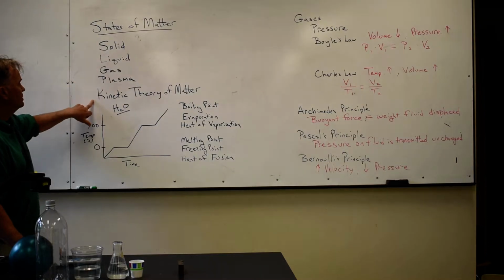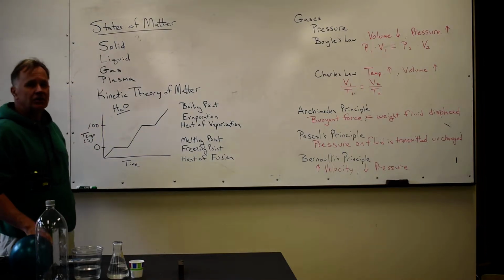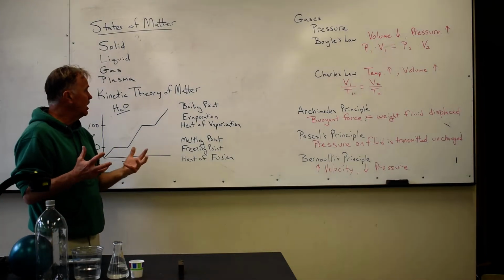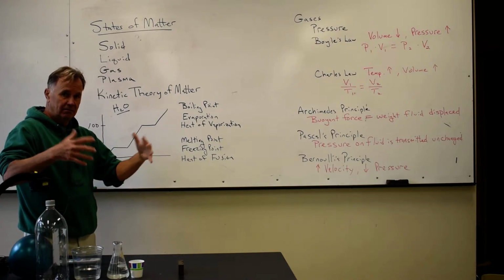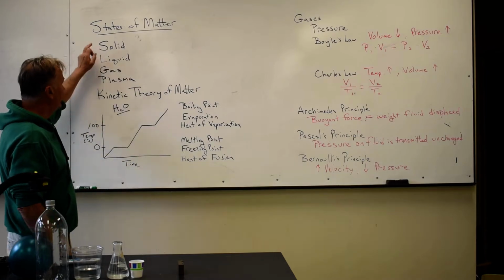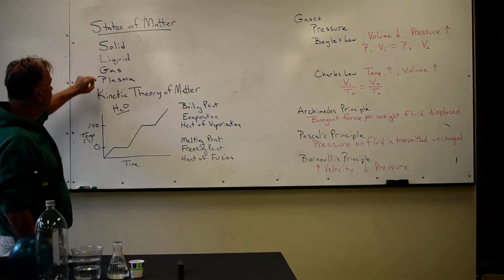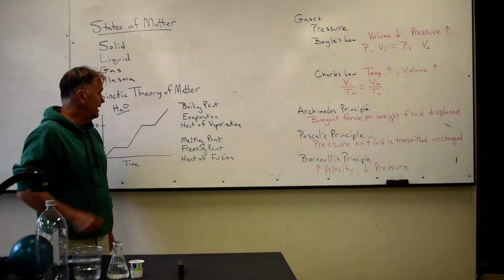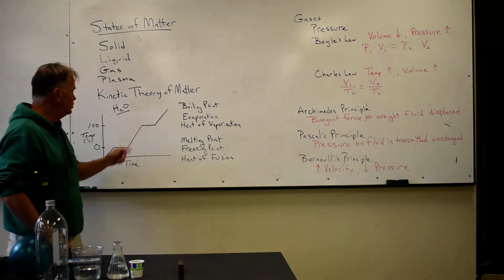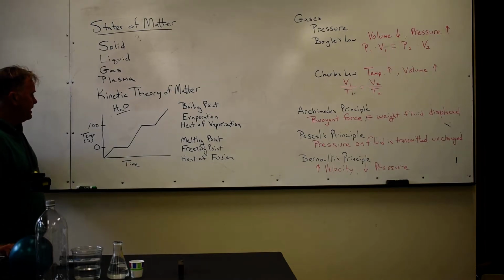So all tied together with this kinetic theory of matter, which says all matter is made up of tiny particles in constant motion. And as this motion occurs, matter expands. So if you take a solid up through plasma, you're increasing the energy, and molecules move faster and faster and faster. And that brings us into this change of state graph.